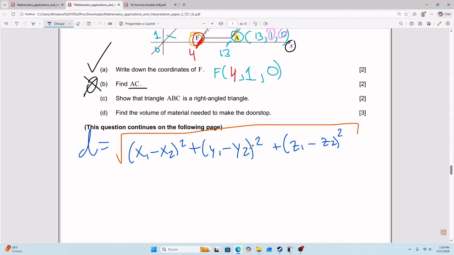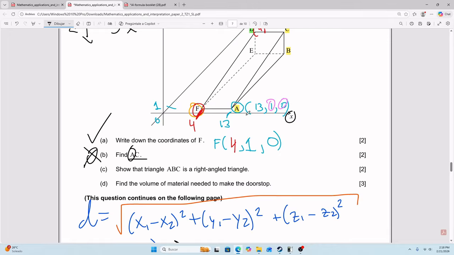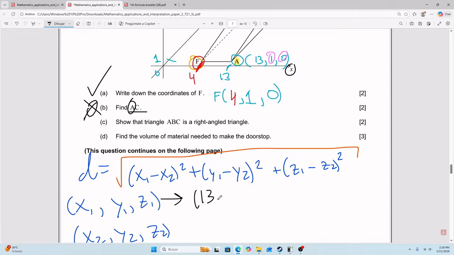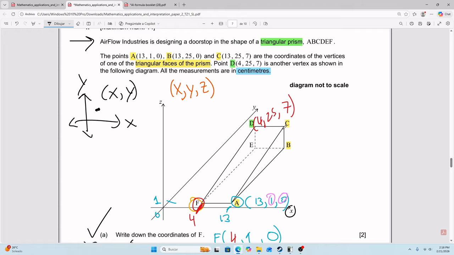So all we have to do from here is establish what is my first point. That's why they have the little ones, ¿cierto? And what is my second point. So as long as you're consistent with defining your first and your second, you're good to go. We will be defining our first as A. So A is going to be 13, 0. And our C, which is our second point, is going to be 13, 25, 7.